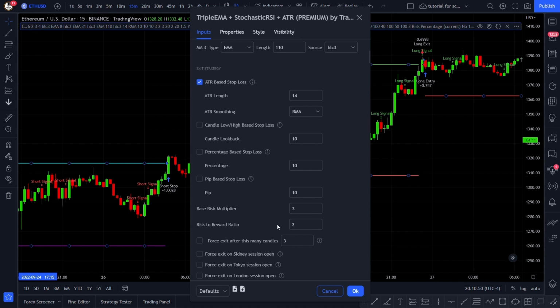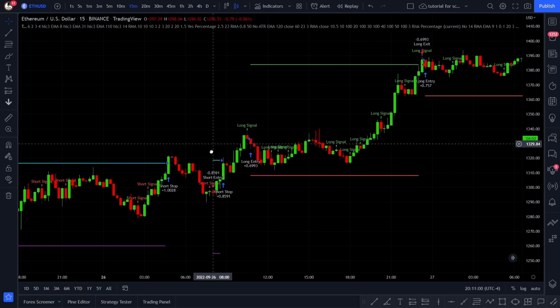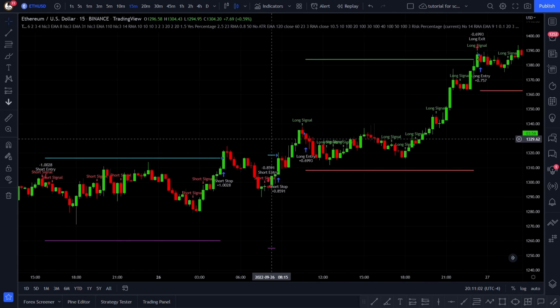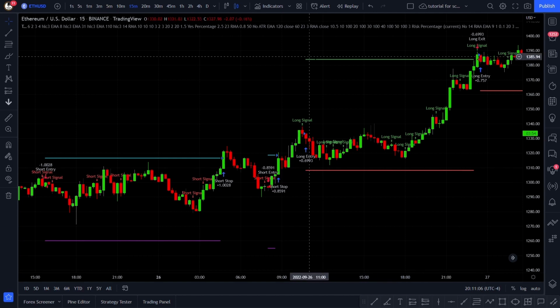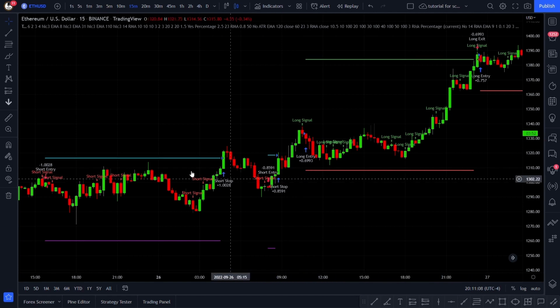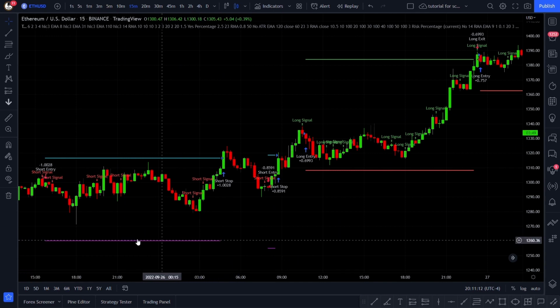First, I set up a basic position with a 3 base risk multiplier and a 1:2 risk to reward ratio. If we take a look at the chart, you can see different trade entries and 2 lines after each entry. In case of a long position, the red line represents the stop loss and the green represents the take profit. In case of a short position, the blue line represents the stop loss and the purple line the take profit.